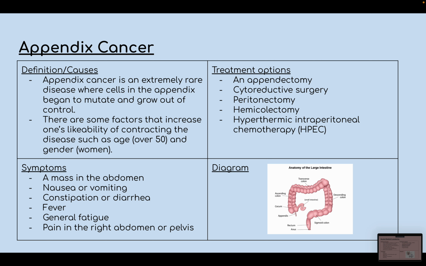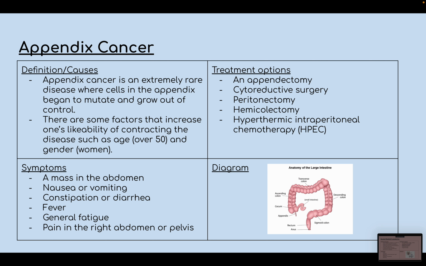Some symptoms include nausea or vomiting, fever, constipation, or diarrhea, general fatigue, a mass in the abdomen, or pain in the right abdomen or pelvis. But there are many treatment options for appendix cancer, and you can see a couple of them.